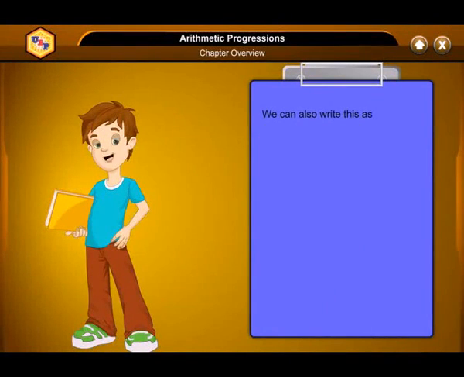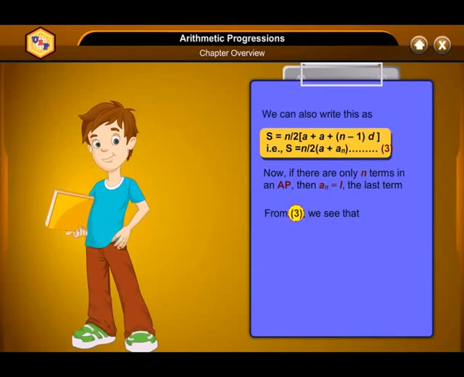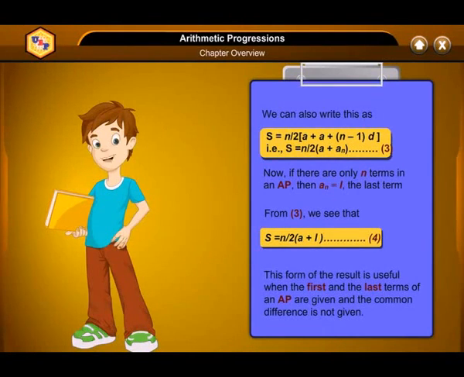So, the sum of the first n terms of an AP is given by S is equal to n by 2 into (2a plus (n minus 1) into d). We can also write this as S is equal to n by 2 into (a plus (a plus (n minus 1) into d)). That is, S is equal to n upon 2 into (a plus an). Now, if there are only n terms in an AP, then an is equal to l, the last term. From 3, we see that S is equal to n by 2 into (a plus l). This form of the result is useful when the first and the last terms of an AP are given and the common difference is not given.